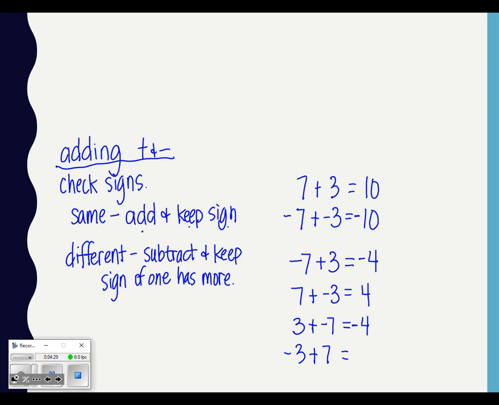Same situation if I do it the opposite way. Negative 3 plus 7. I've got a negative and a positive, so I'm going to subtract 7 minus 3. I just put the biggest one first. 7 minus 3 is 4, and the 7 had more, and it was positive, so the answer is positive. There's my rules for adding positive and negative integers. Here comes my rule for subtracting positive and negatives.